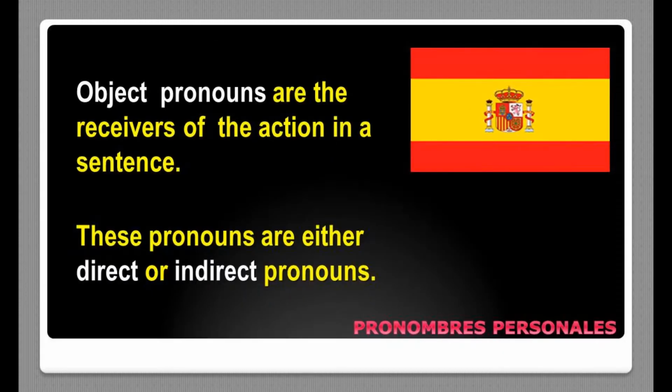Object pronouns are those that are used as receivers of the action in a sentence. These are the direct object pronouns. Me, for me or ako, te for you informal or ikaw, lo for you formal or ikaw, lo for him, la for her or siya. Plural forms are nos for us or tayo, vos for you informal, kayo, los for you, kayo, los or las for them or sila depending on the gender.